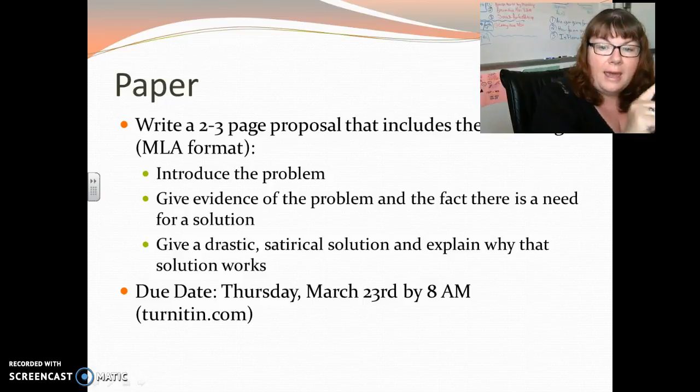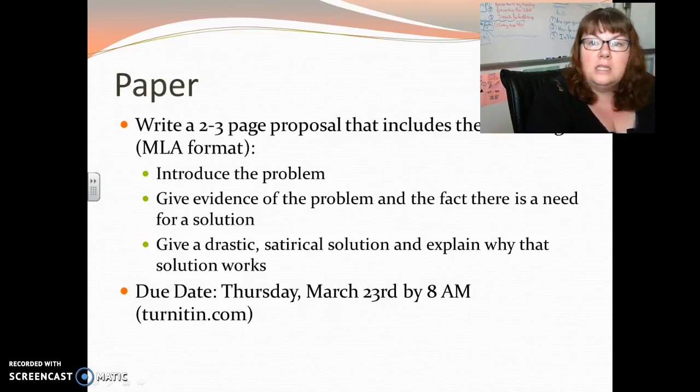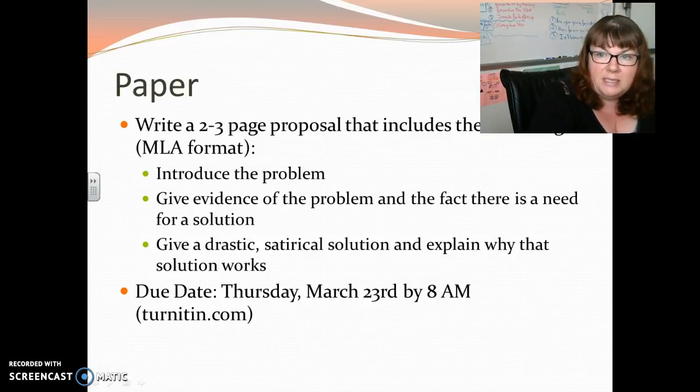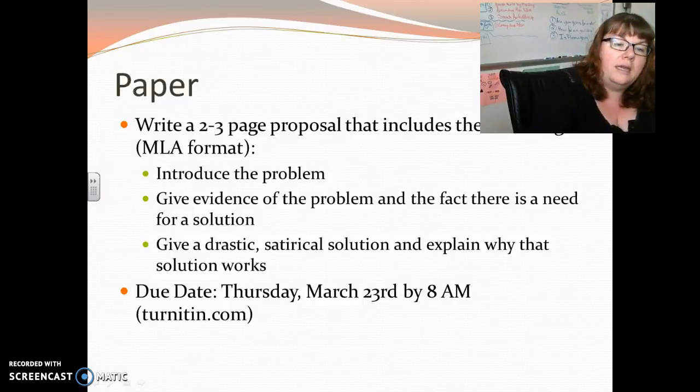So Thursday at 8 a.m., the paper and the visual are going to be due on Google Classroom. They can both be turned in at the same time, and they can both be turned in by the same person, or each person can turn in one: one person turns in the paper, one person turns in the visual. Okay, and again, ignore the turnitin.com. We're going to do it all on Google Classroom.